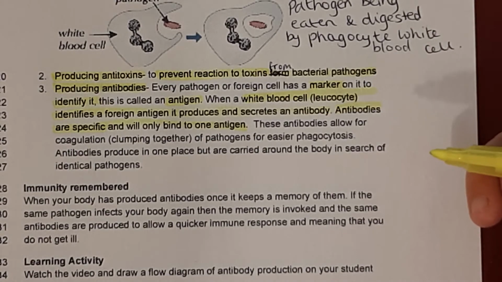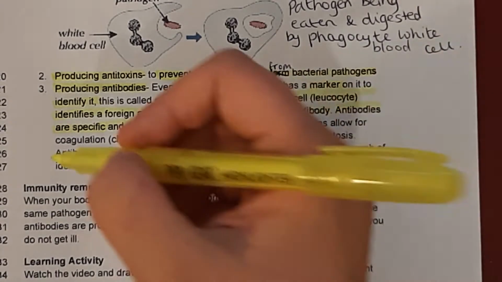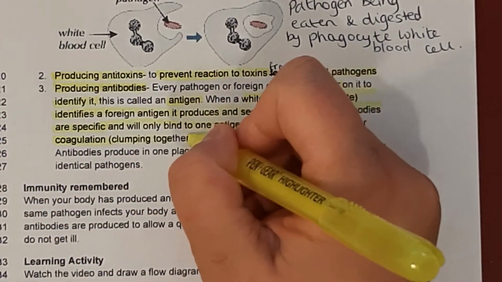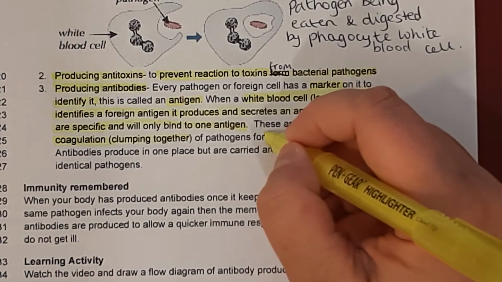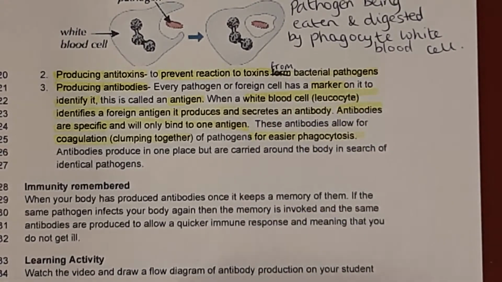These antibodies allow for something called coagulation, which means clumping together of the pathogens for easier phagocytosis. So basically, it goes round marking up the foreign cells, labelling them with the antibodies, so those antibodies then clump together with their foreign invading pathogens. They're all squashed together, herded together in a little group, and then the phagocytes come along and eat them. So antibodies are produced in one place, but they're carried around the body in search of identical pathogens.